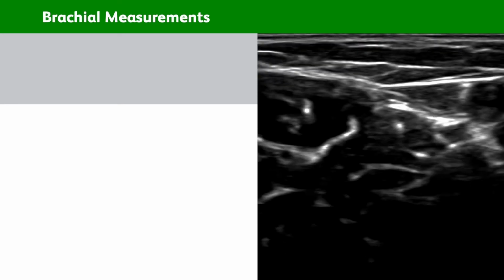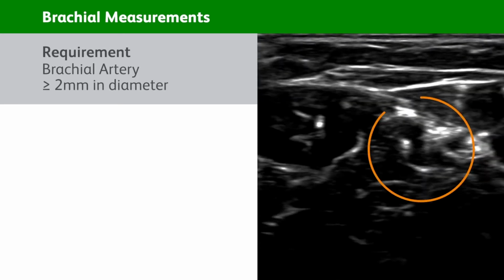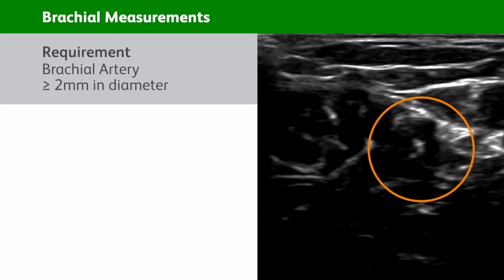Assess arterial inflow just above the elbow crease. Place the probe to locate the brachial artery and measure. The brachial artery must measure at least 2 millimeters in diameter for the patient to be a candidate. Only the brachial artery should be used for arterial access.